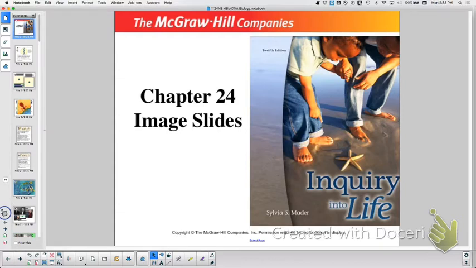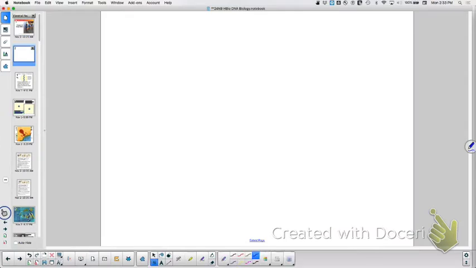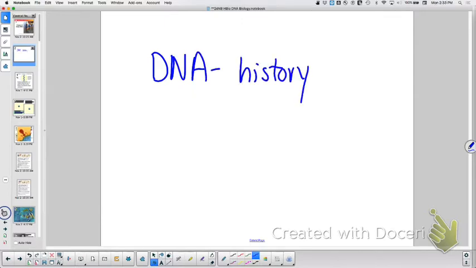Okay, this is chapter 24 for Honors Bio. When we look at all the things that we talked about in this chapter, the first thing we talked about was just straight up DNA, and we looked at the history of it. And we had some key experiments. Do you remember all the different scientists we studied? Can you think of some? Hershey and Chase, Watson and Crick. Who else? Rosalind Franklin. Who else? Chargaff. Good. Okay.